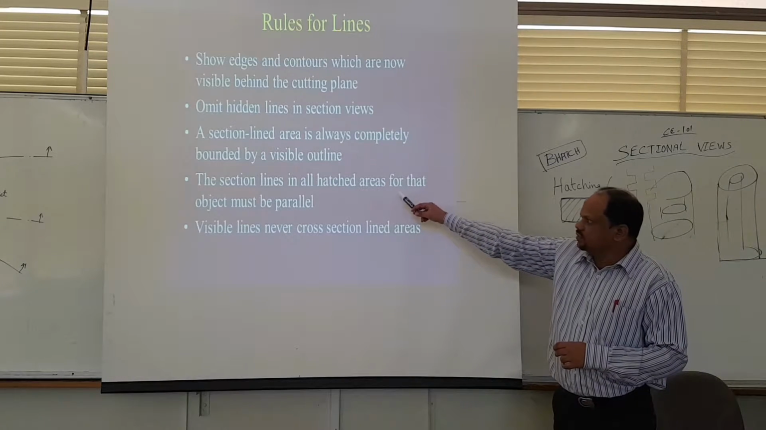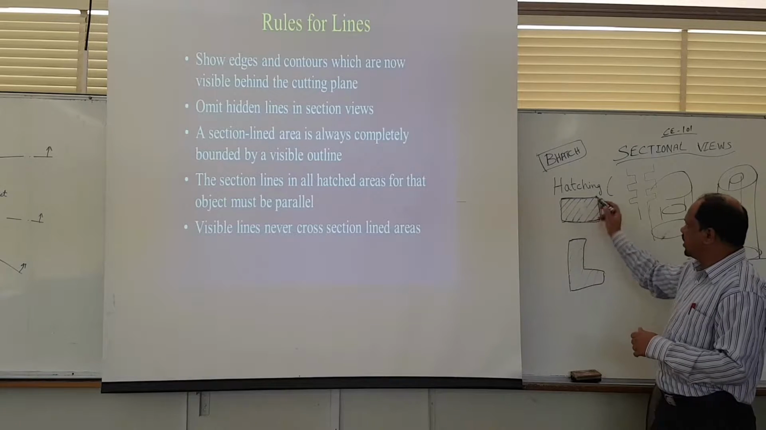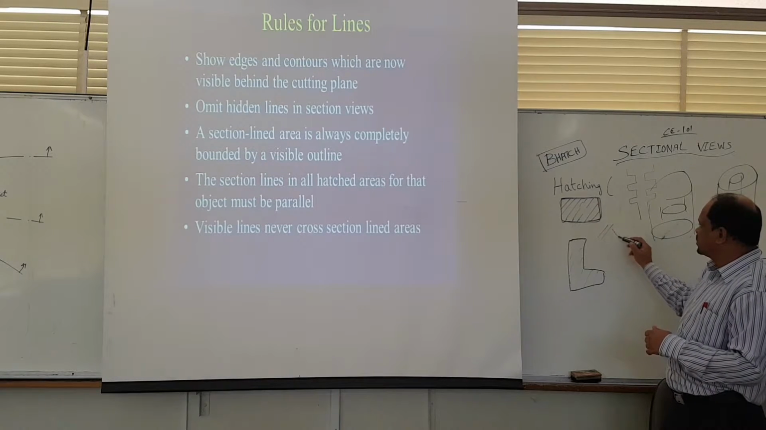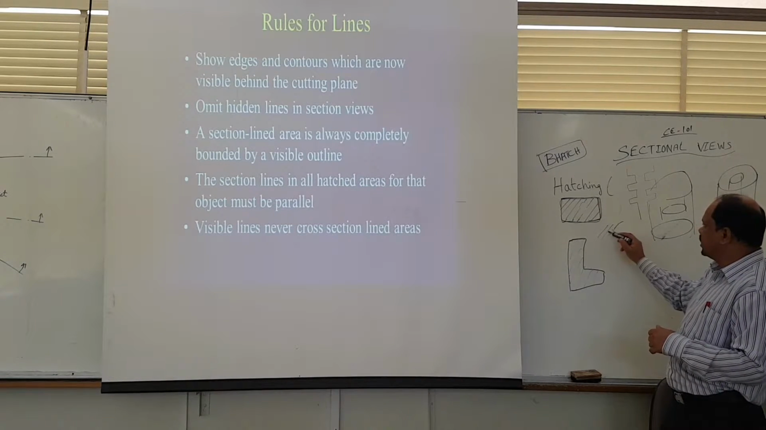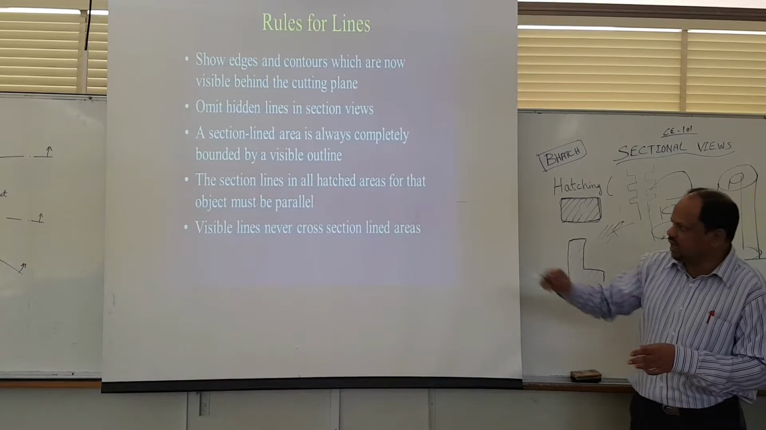The section lines, in all the hatch area for that object, must be parallel. These lines must be parallel. You cannot draw some line like this, some line like this, some like this. No, they are all parallel and they will have a 45-degree angle.